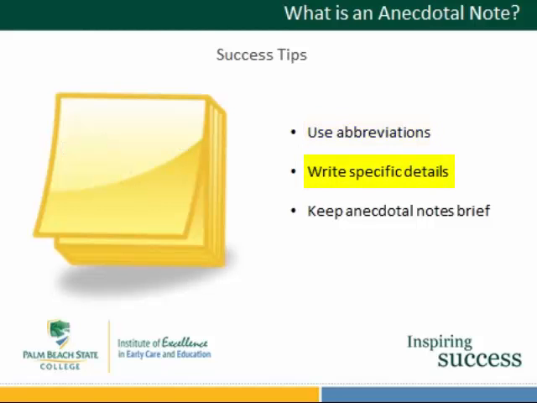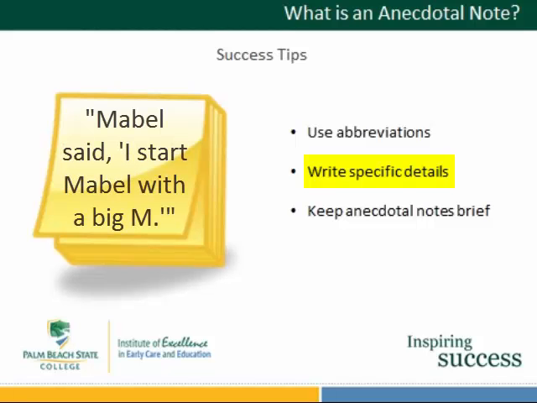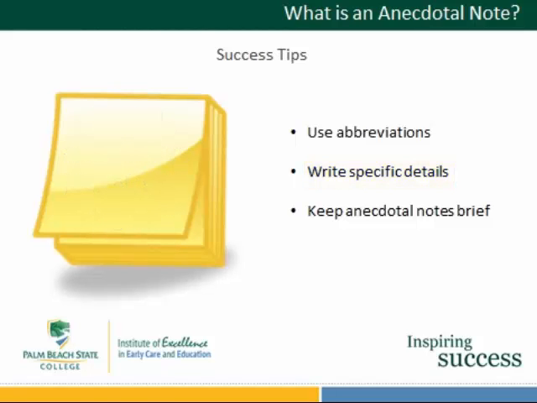Next, be sure to write specific details. In order for anecdotal notes to be useful, they should be as specific as possible. For example, it would be inappropriate for a teacher to write, "Mabel said something." To be more specific, the teacher should write, "Mabel said, 'I start Mabel with a big M.'" Finally, it is important to keep anecdotal notes brief.